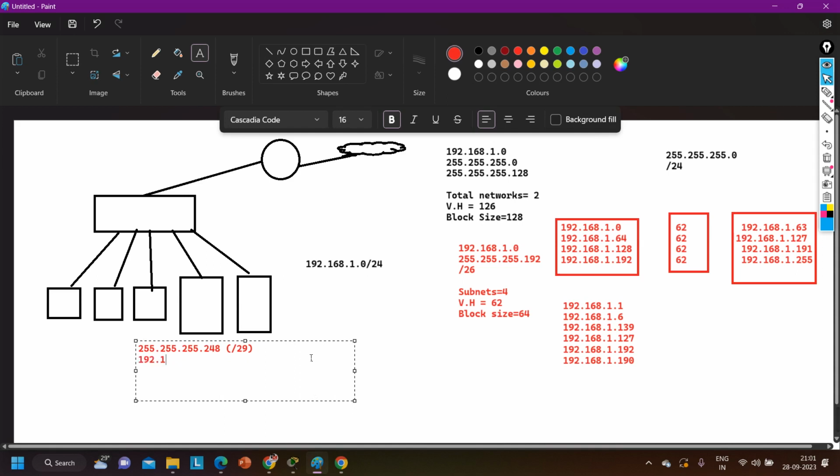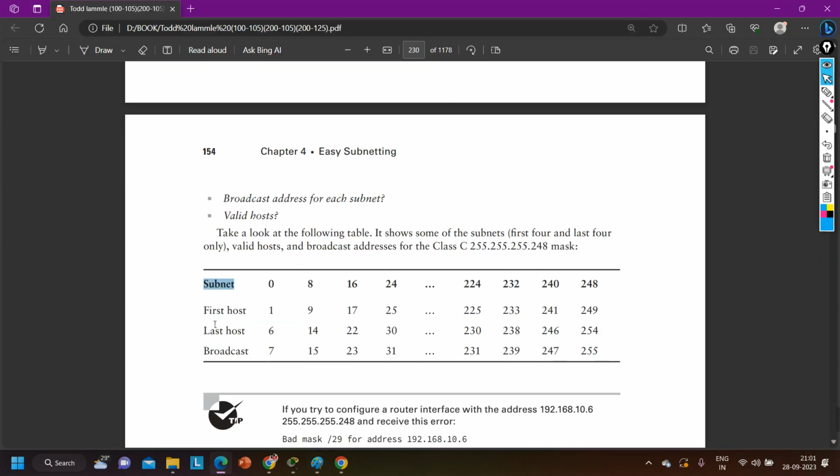Let's say your IP address is 192.168.1.0. Please solve it. What will be the first network ID and the last network ID? These four things: first host, last host, broadcast ID, and network ID.